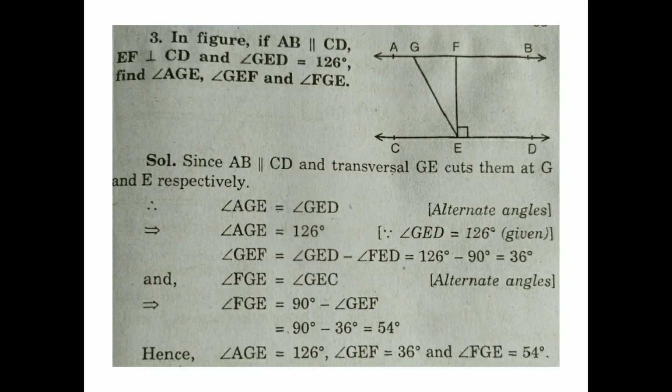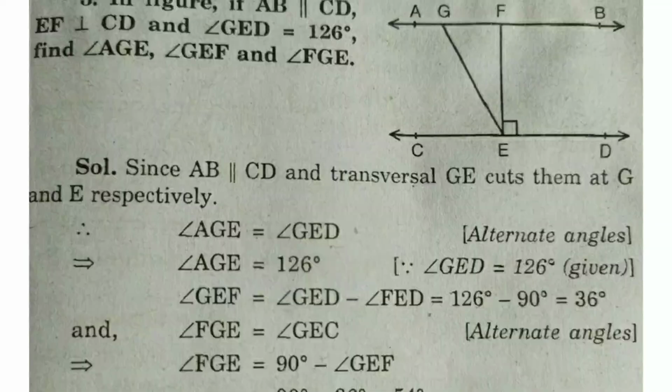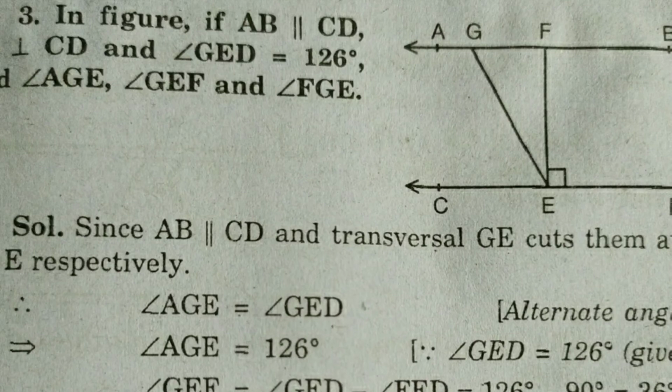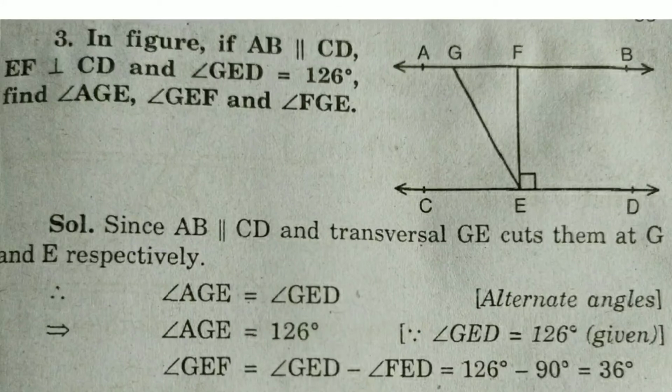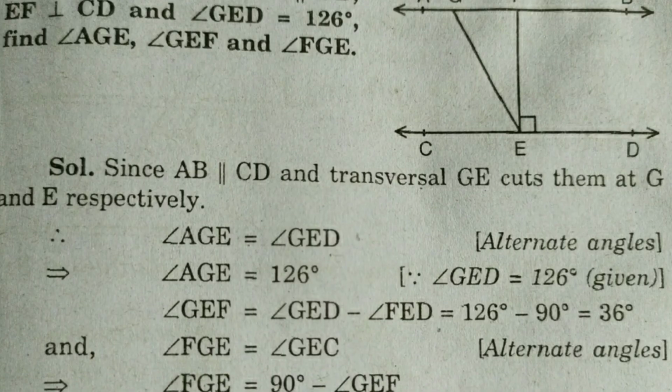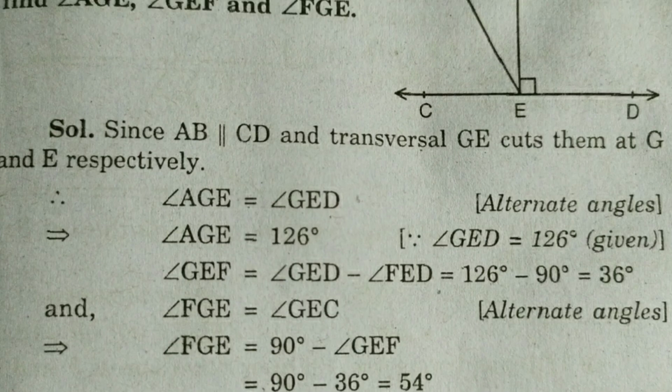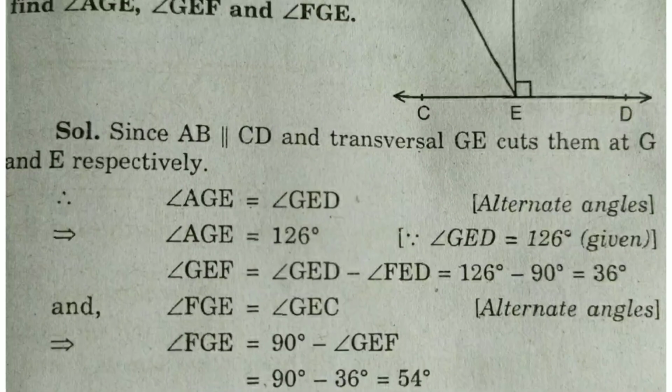The next question, number 3. In the figure, as you can see, AB is parallel to CD and EF is perpendicular to CD and angle GED equals 126 degrees. Find the values of AGE, GEF and FGE. So solution: since line AB is parallel to CD and transversal GE cuts them at G and E respectively, angle AGE equals GED, alternate angles. So AGE equals 126 degrees.